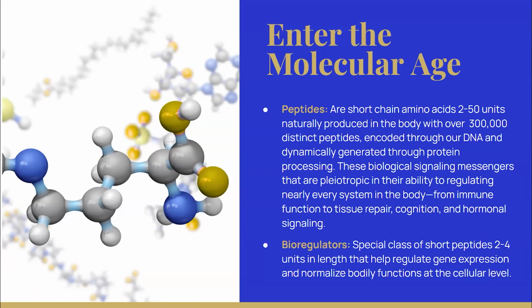And what you're going to learn is that these peptides, they are short chains of amino acids. They are 2 to 50 units. They're amino acids bonded together. They are naturally produced in the body. And the body already has over 300,000 distinct peptides encoded in our DNA, and they are dynamically generated through protein processing. Now, these are biological signaling messengers, and they are signaling messengers.